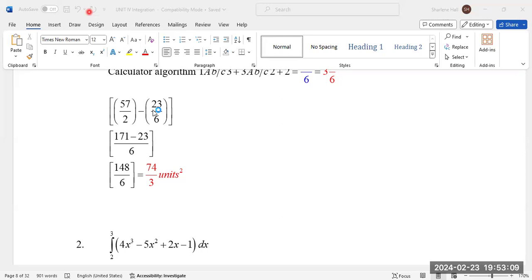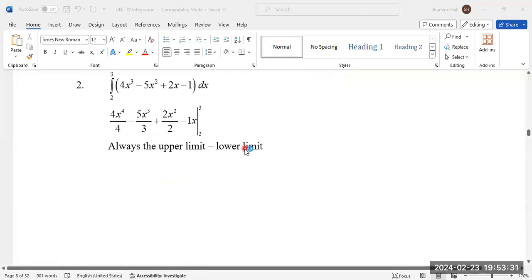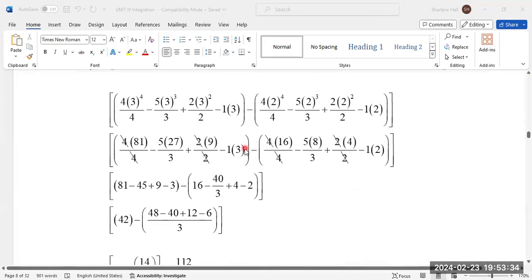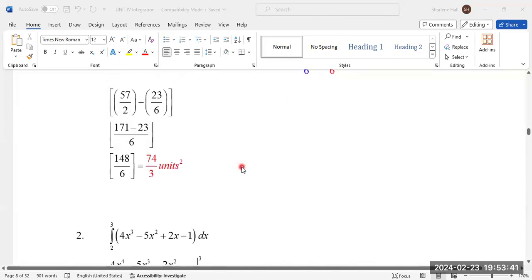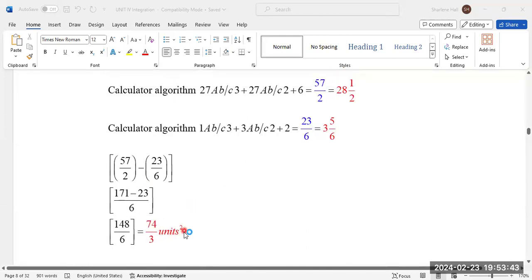Finish, sir. What do you get for your answer? 112/3. Simon? So I got 82 over 3 unit square. 112/3. All right. So you notice here now that the units here is unit square.